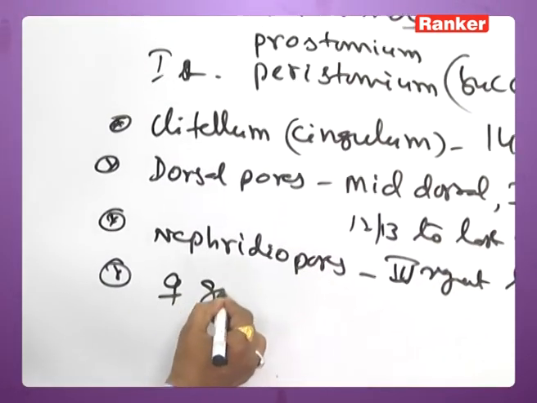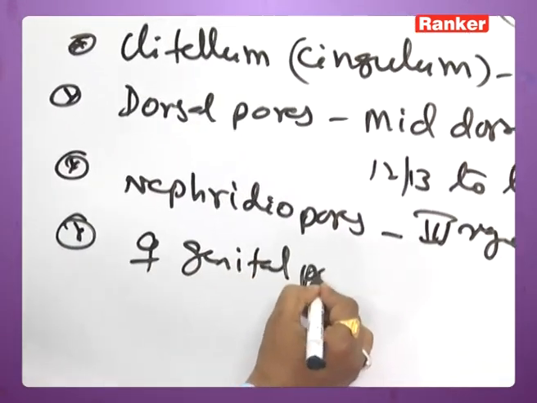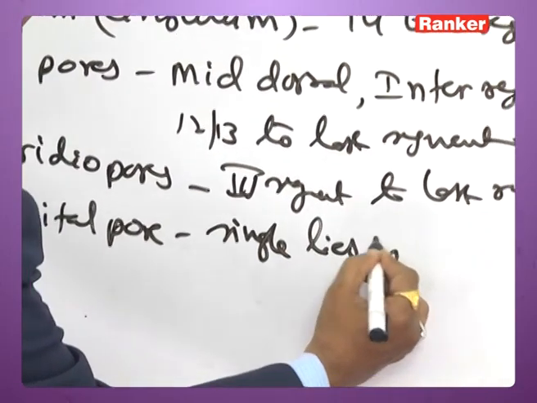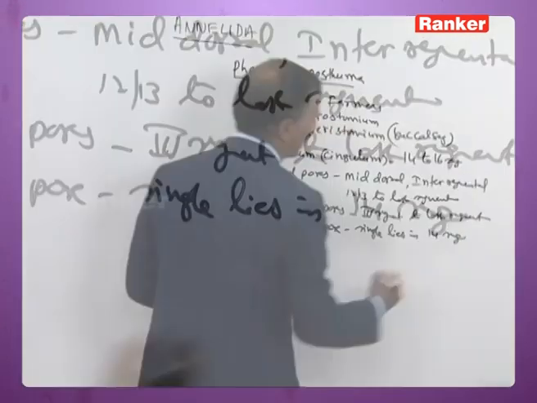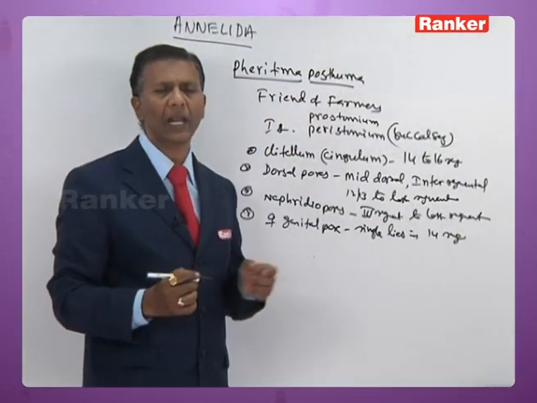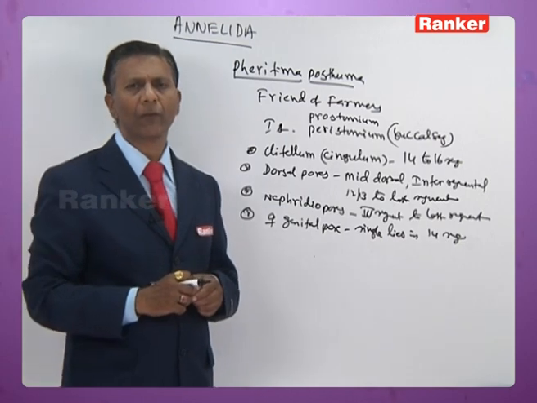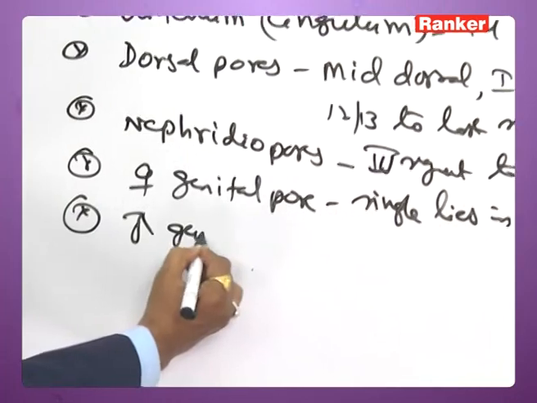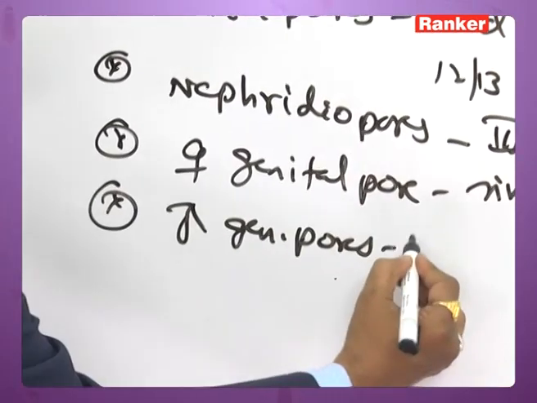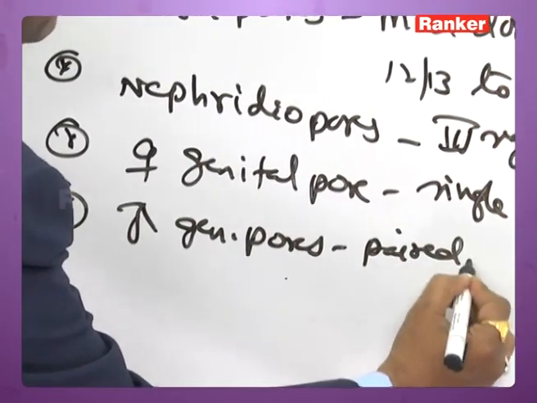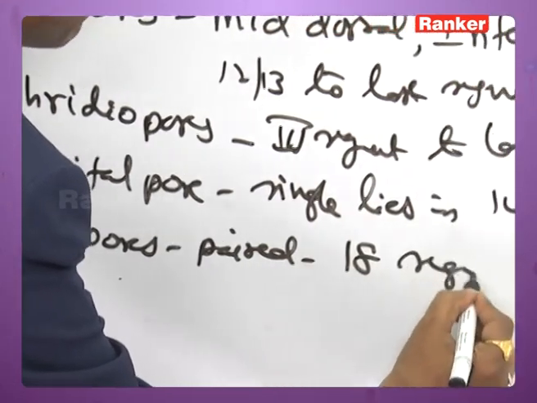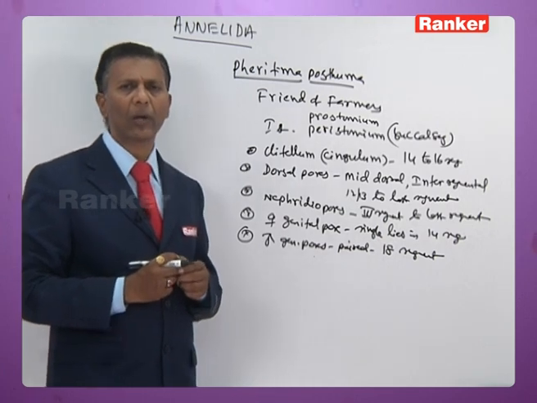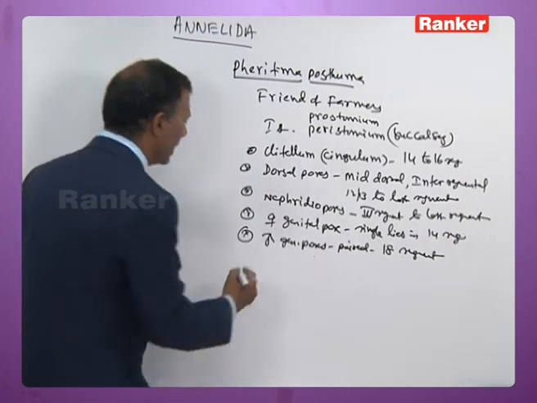Female genital pore is single, lying midventrally in the 14th segment. Male genital pores are paired, and they are ventrolateral in the 18th segment.